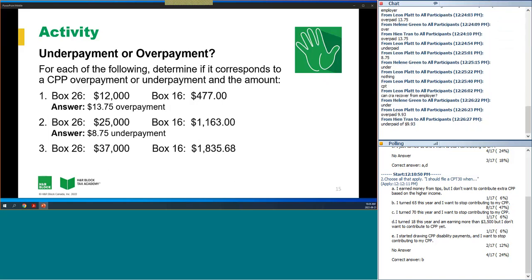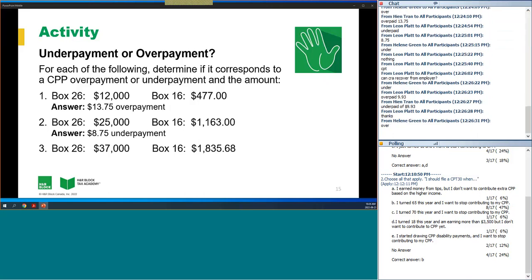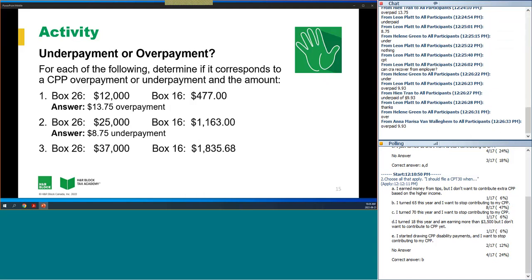Okay, 37,000. I'm seeing both underpaids and overpaids. So remember, the first number you come up with is what you should have paid. The second number is what you did pay. In this case, overpayment of $9.93.